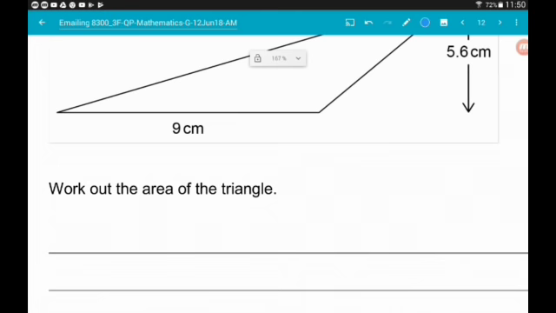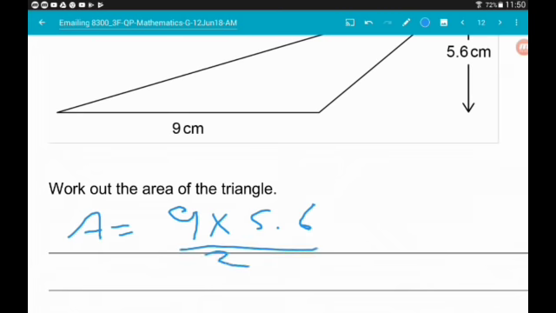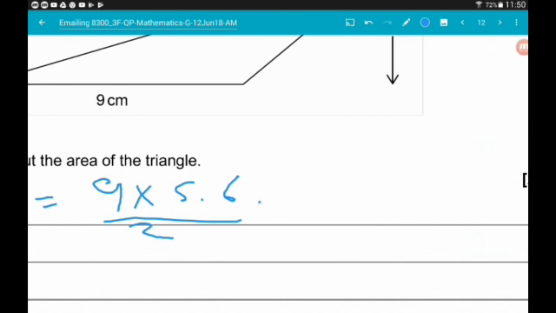So this is going to be 9 times 5.6 all over 2. Stick that in your calculator and we get 25.2 centimetres squared.